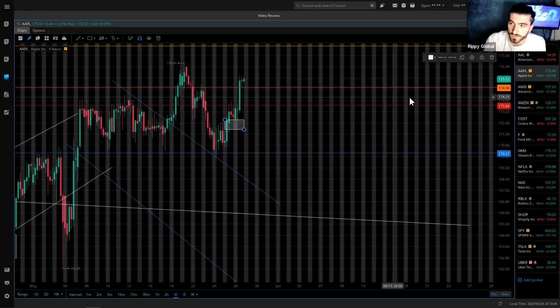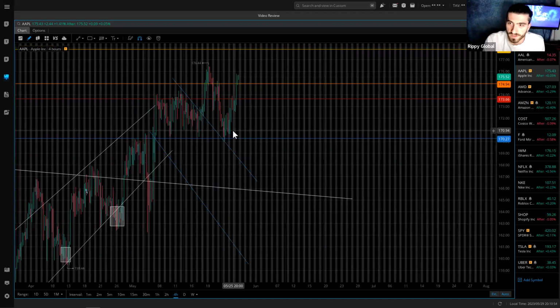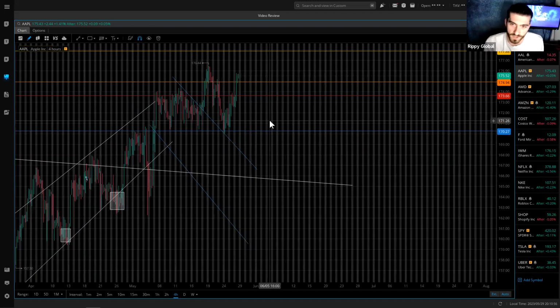So if I'm looking for an entry on Apple, obviously tech is hot. You want to take that into consideration. And also Apple is one of the leading stocks in the S&P, so it's going to have that momentum. Even when the S&P is red, Apple can be green and vice versa. When the S&P is green, Apple can also be red. So you don't want to use any overall market sentiment to make your decision on Apple. You just want to play it smart.